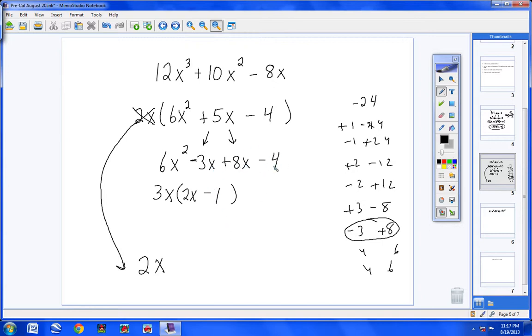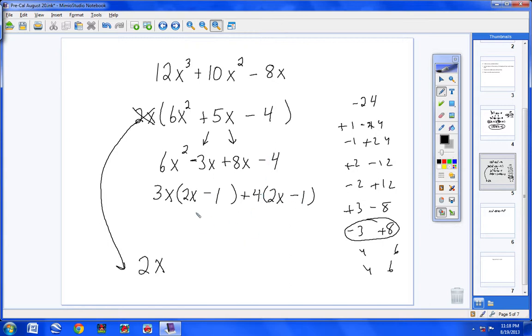What's the largest number that goes into 4 and 8? Well, 4 is. And I cannot pull an x out because there's no x with this term here. So 4 times 2x is 8x. And 4 times negative 1 is negative 4.